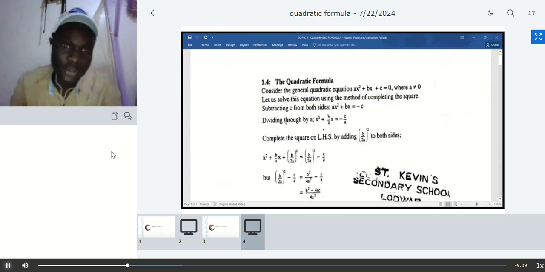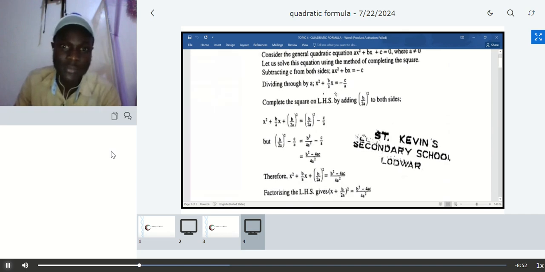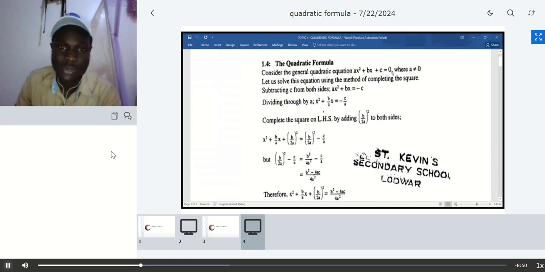We consider the general quadratic equation ax squared plus bx plus c is equal to 0, where a is not equal to 0. We solve this equation using the method of completing the square, subtracting c from both sides. Ax squared plus bx is equal to negative c. When we take this c to the other side, it becomes negative. We divide through by a, that is x squared plus b over a x is equal to negative c over a.